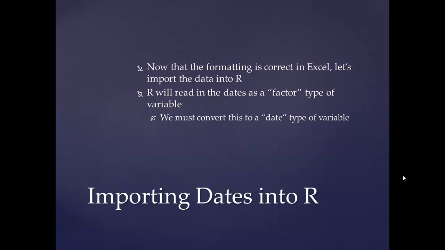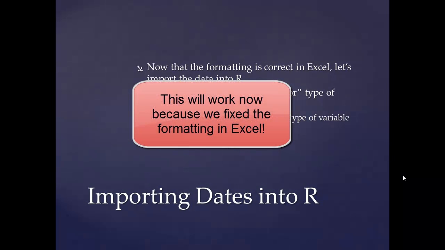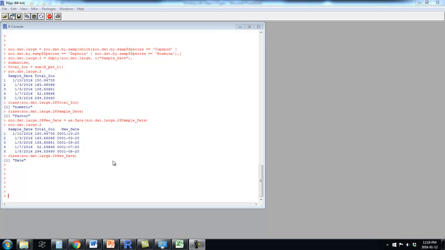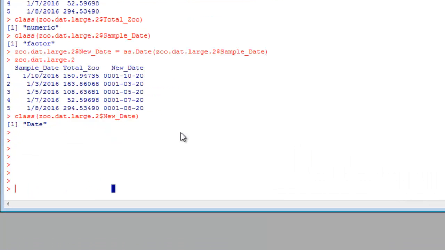Now you'll remember that earlier this didn't work. When we converted a factor to a date, it was a mess. But that's because the formatting was wrong in Excel. Now that the formatting is correct, this should work. So let's go ahead and see how we import the data as a factor and then convert it to a date. So we fixed the formatting in Excel. We saved it as a CSV. Let's go ahead and load it into R and see how it works.